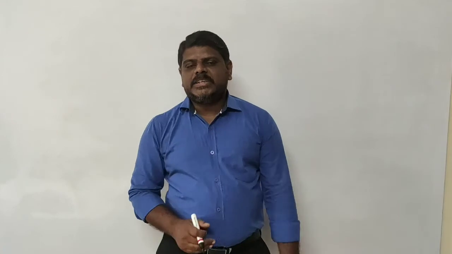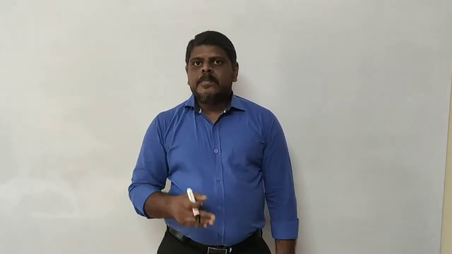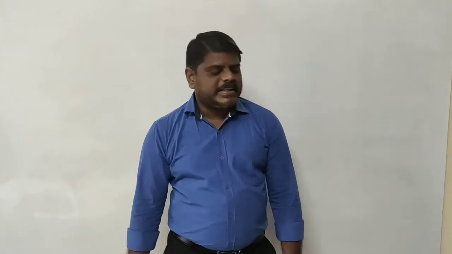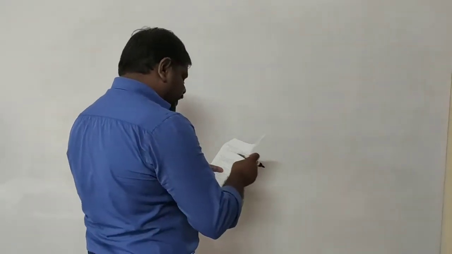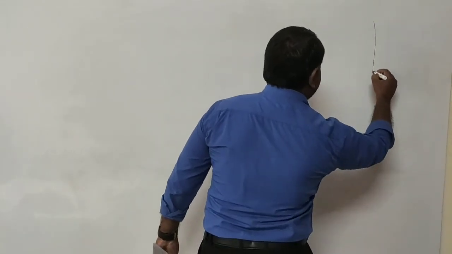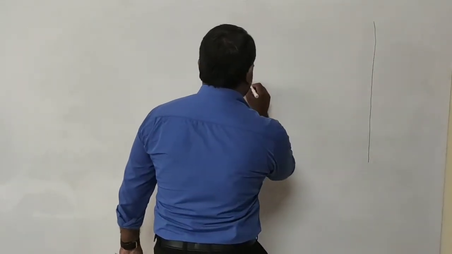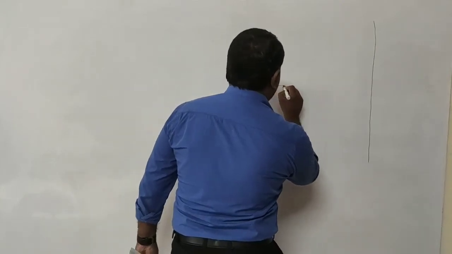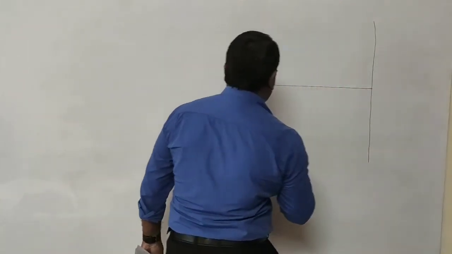Earlier, in the normal fringe width, the Young's double slit experiment, what happened? The screen is placed parallel to the plane in which the slits are arranged. But here, the screen is perpendicular to the plane where the slits are arranged. So let us say the diagram will be given to you like this. This is the screen, and this is the perpendicular line where the slits are arranged.